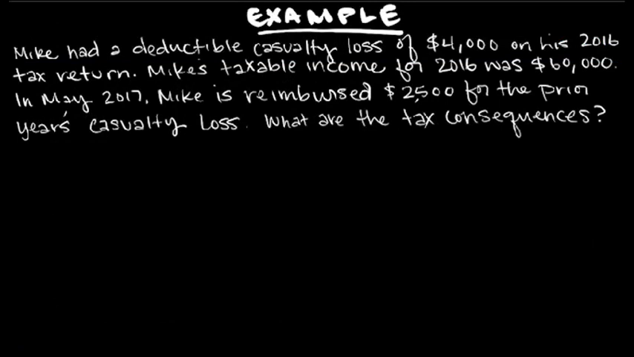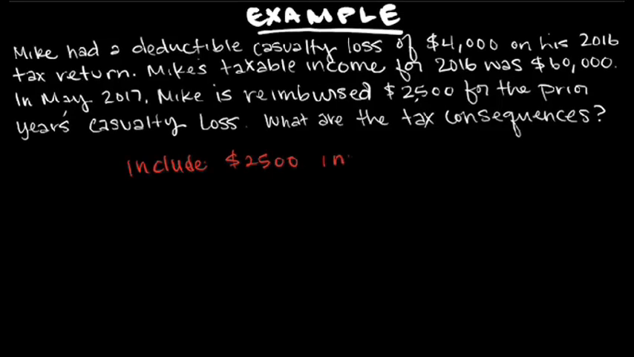Mike had a deductible casualty loss of $4,000 on his 2016 tax return. Mike's taxable income for 2016 was $60,000. In May 2017, Mike is reimbursed $2,500 for the prior year's casualty loss. So what are the tax consequences? Mike has to include the $2,500 in income for 2017. Why is that? Because in 2016, the $2,500 casualty loss had a tax benefit for him, and as a result, he has to include that income in 2017.